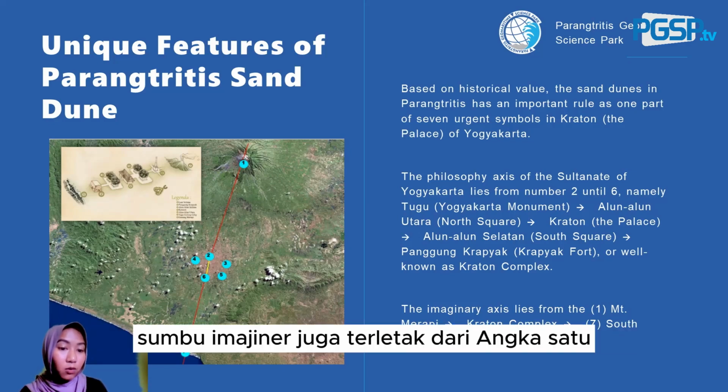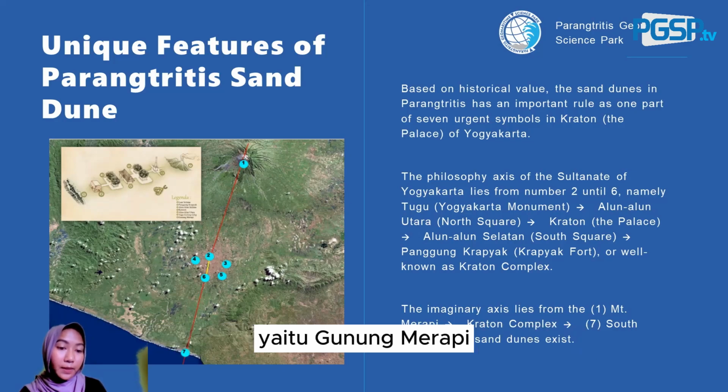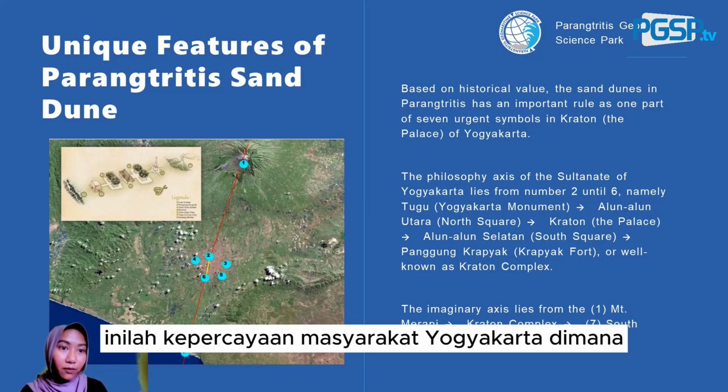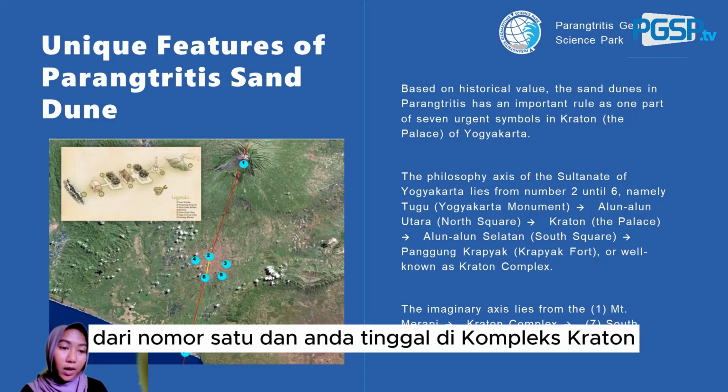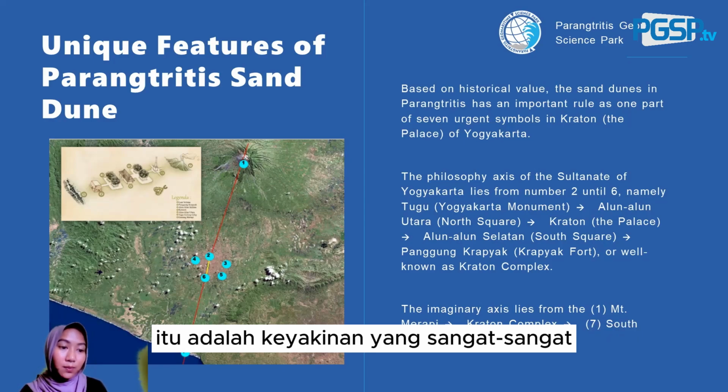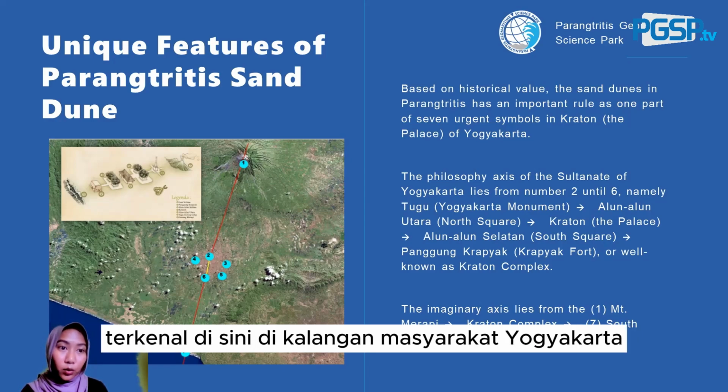The imaginary axis also lies from number 1, which is Mount Merapi, onto the Keraton Complex and ends in the south coast where the sand dunes exist. This is the belief of Yogyakarta people, where you are born from number 1 and you live in the Keraton Complex and then you're going to die in the south coast. It's a belief that is very well known here among the people of Yogyakarta.